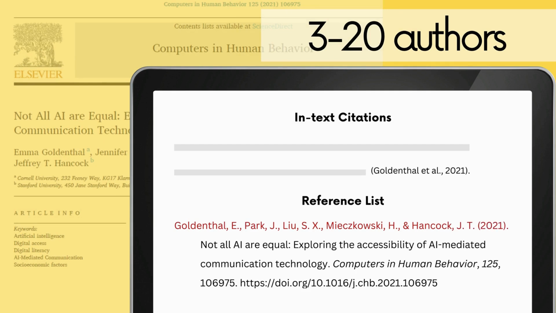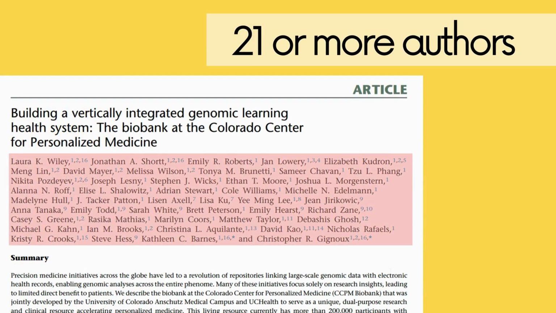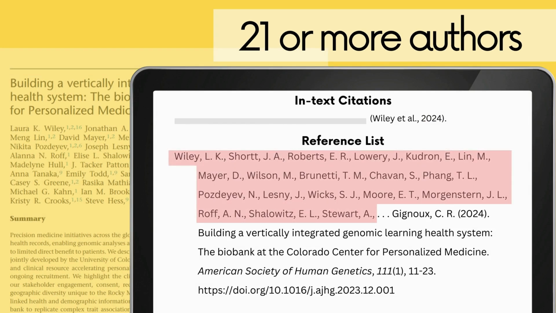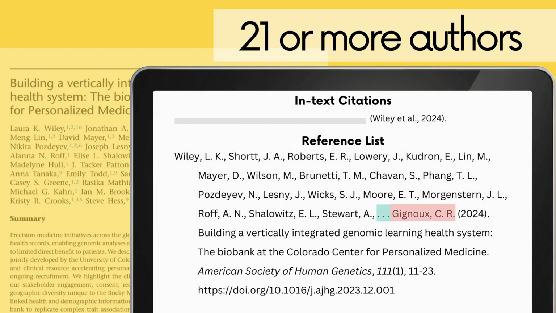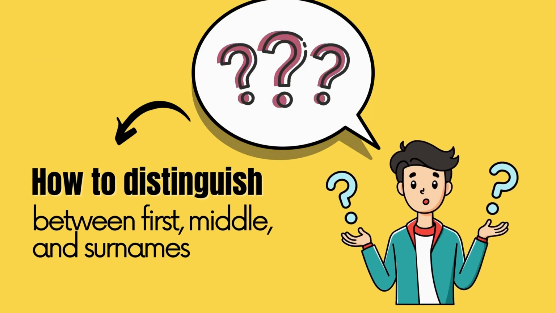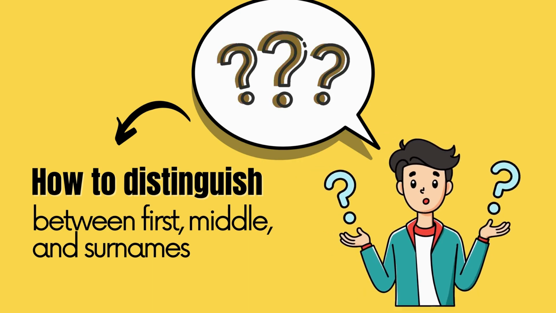For 3 to 20 authors, you'll list all of their surnames, followed by first and middle initials, separated by commas up until the second to last author, and then use an ampersand before the final author. Here's an example with 5 authors. If there are more than 20 authors, you'll only list the first 19 authors, followed by an ellipsis, and then the final author's name.